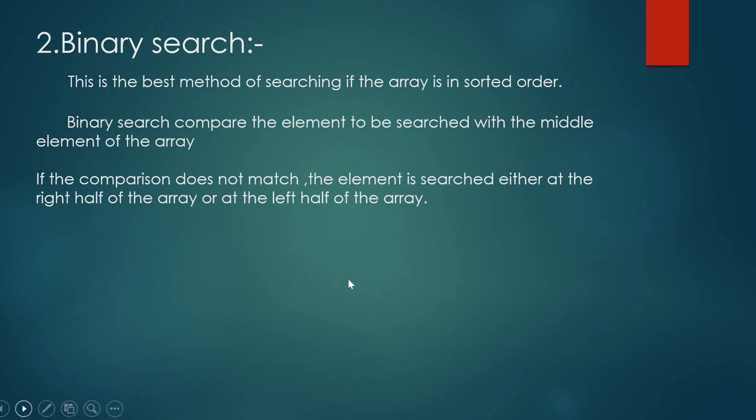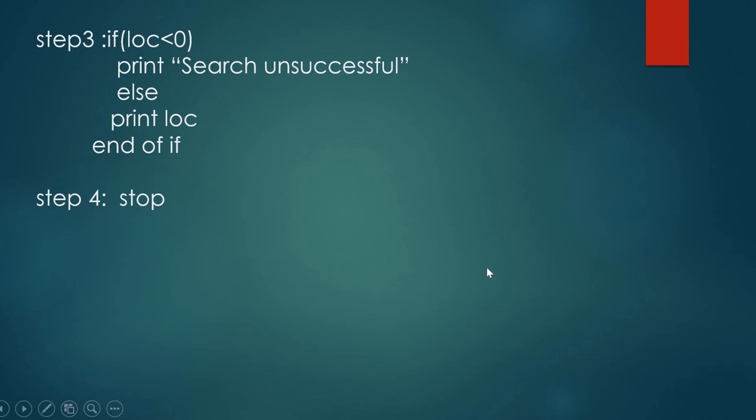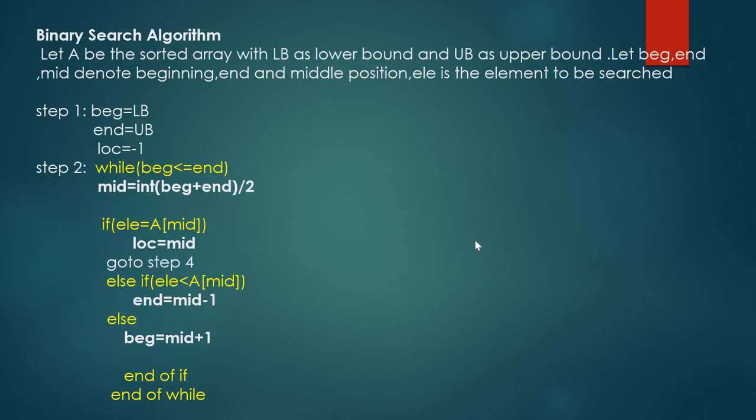Then the binary search algorithm. Let A be the sorted array with LB as lower bound and UB as upper bound. Let BEG, END and MID denote the beginning, end and middle position. ELE is the element to be searched. Beginning is equal to lower bound, end is equal to upper bound, location is equal to -1.